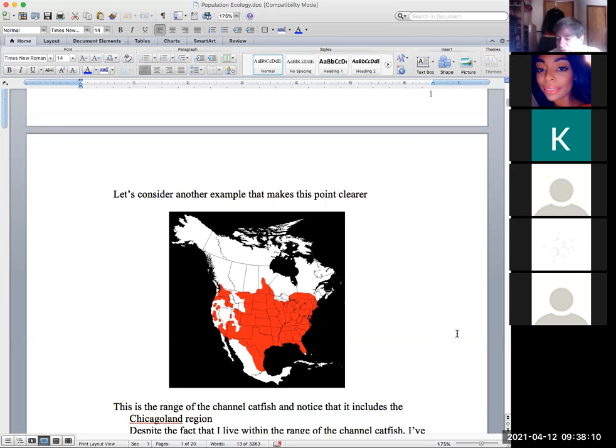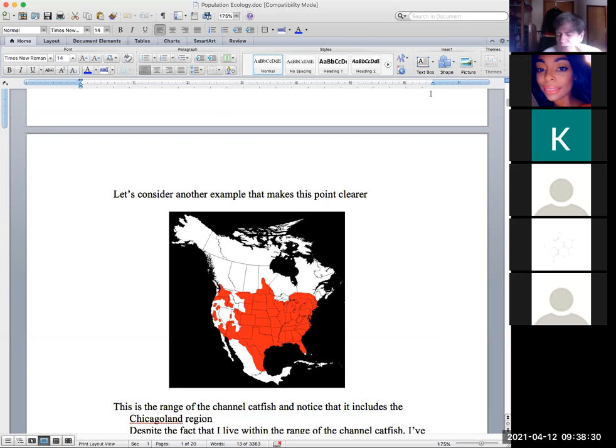Because they're catfish. They live in the water. They live in streams and rivers and sometimes lakes. I don't have a moat going around my house. You know, I thought about it when Game of Thrones was on, but changed my mind. So since I don't have water, we're not going to find channel catfish there.